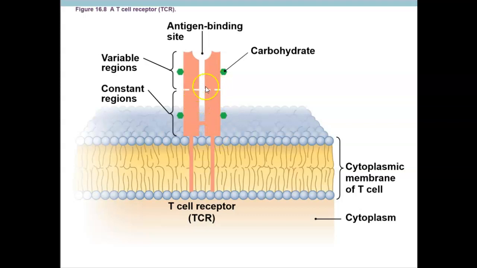And then there's variable regions, and these are variable not just between different people, but every single T cell has a different variable region that it produces. That's how variable it is. Every single T cell generates a new variable region. And that means that every one of them recognizes a different antigen, has a different antigen binding site. They recognize different antigens. These have carbohydrates on them. That's what the little green balls are. But this is going to very specifically recognize one antigen that fits in this antigen binding site.